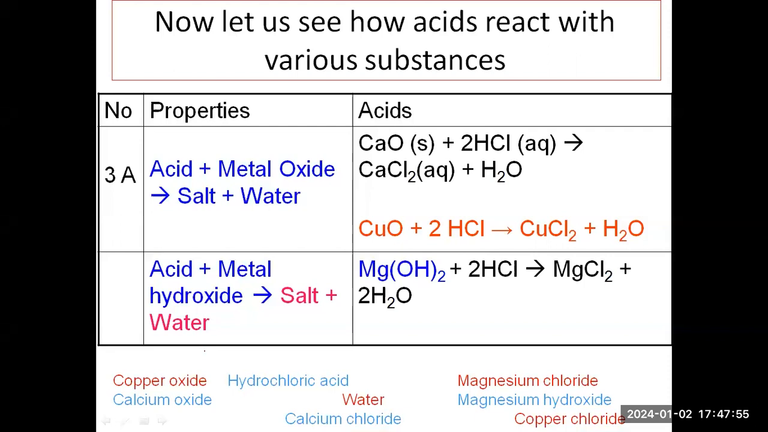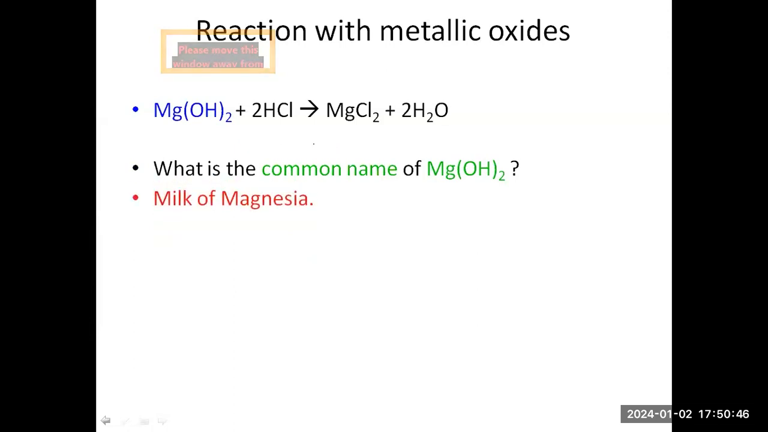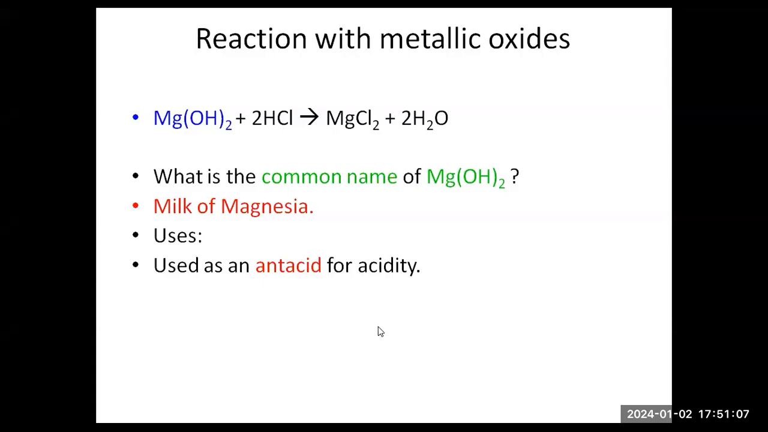Now, any doubts so far, children? We have seen three chemical properties for acids. Any doubts? This is what I just now explained. Milk of magnesia is used as an antacid. Let me reshare the screen so that I can get rid of this box. All right.